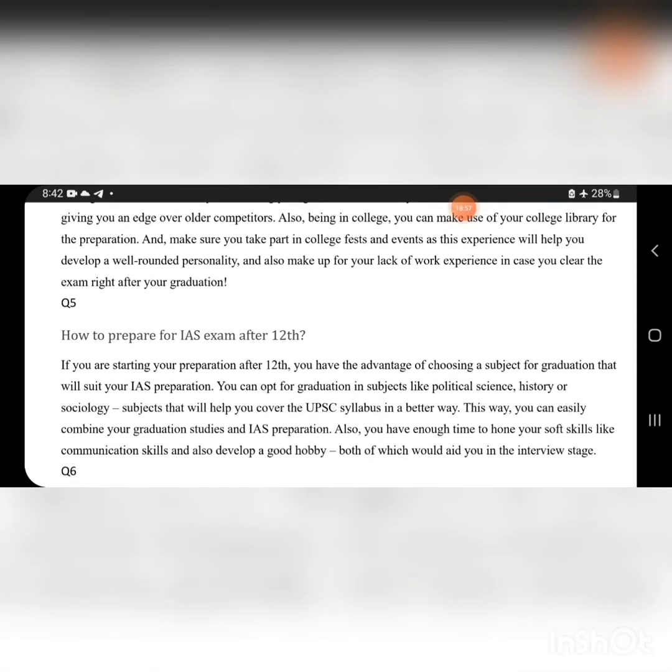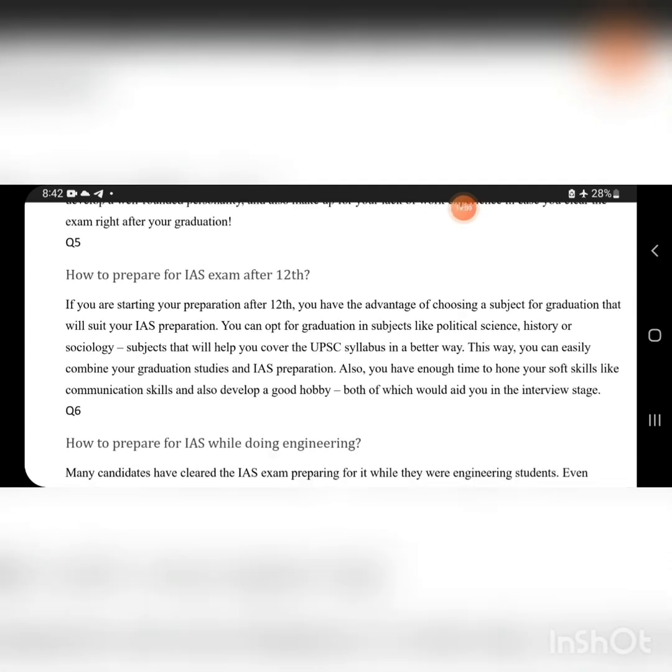Question number five regarding this, how to prepare for IAS exam after 12th? If you are starting your preparation after 12th, you have the advantage of choosing a subject for graduation that will suit your IAS preparation. You can opt for graduation in subjects like political science, history, or sociology, subjects that will help you cover the UPSC syllabus in a better way. This way, you can easily combine your graduation studies and IAS preparation. Also, you have enough time to hone your soft skills like communication skills and also develop a good hobby, both of which would aid you in the interview stage.